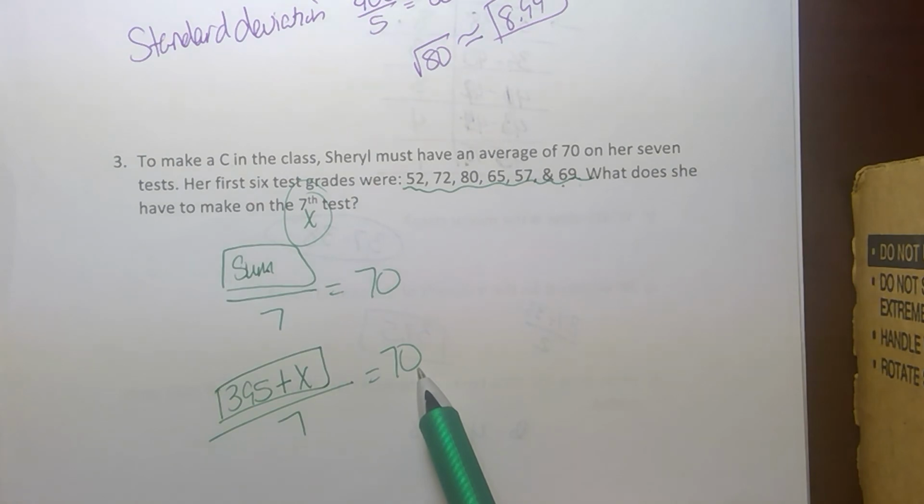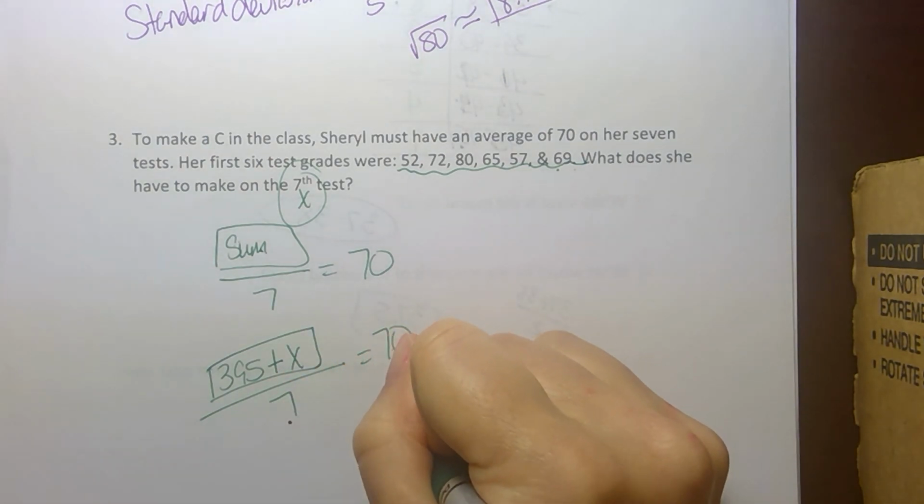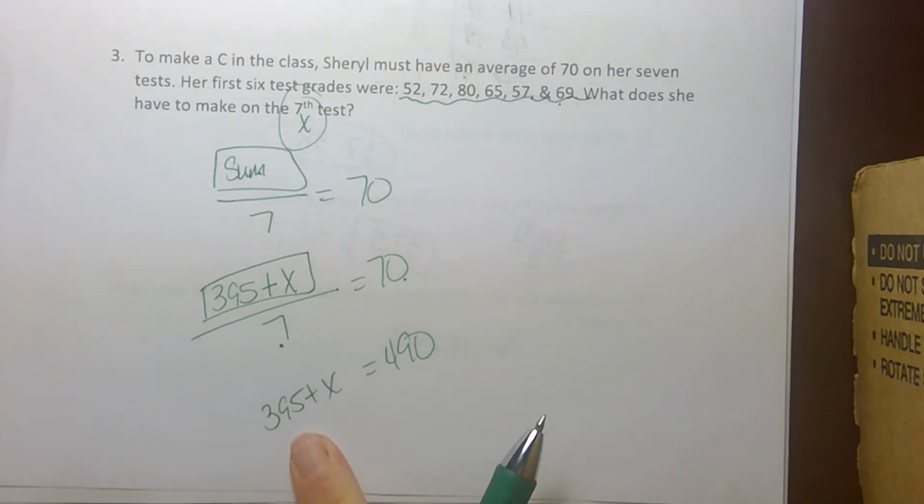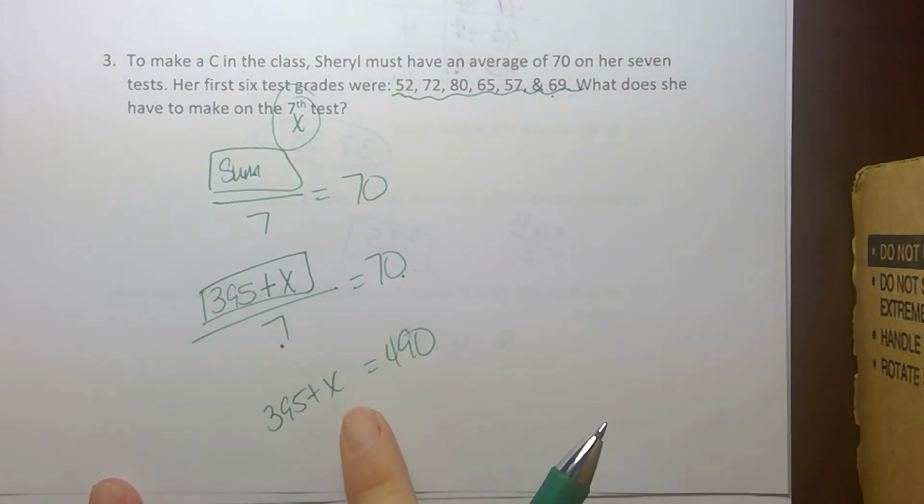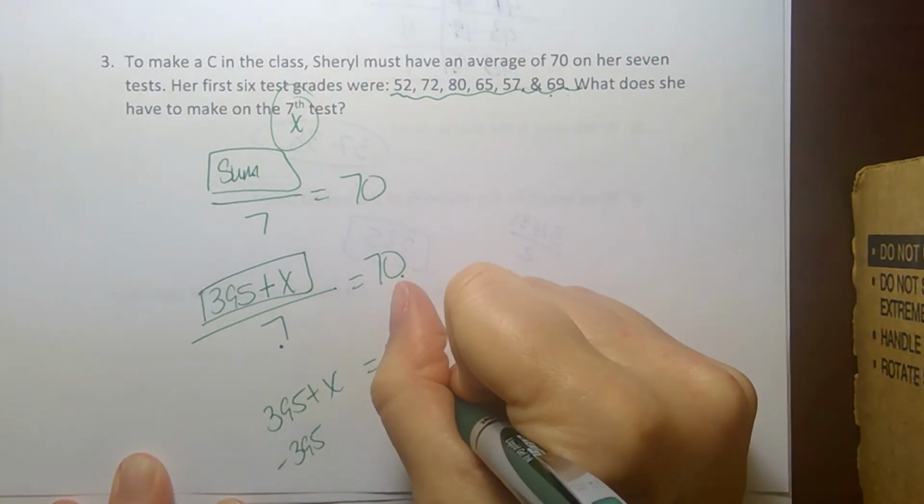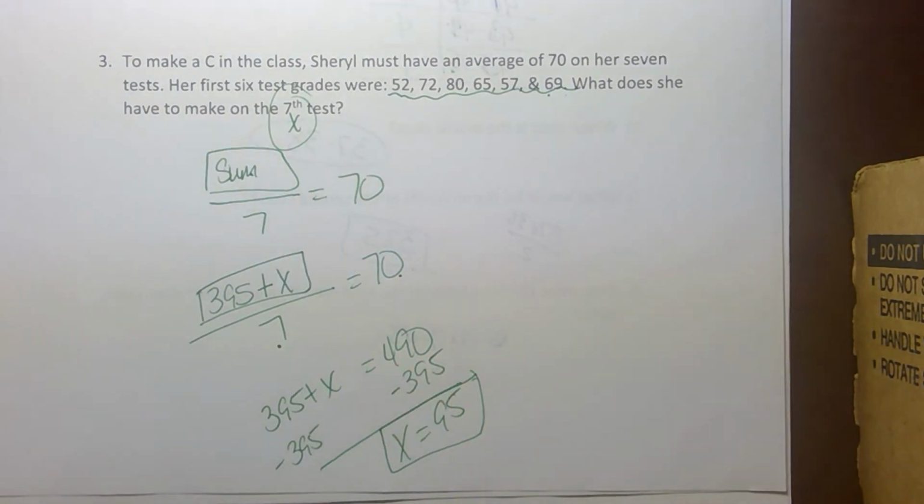Well, if she needs an average of 70 over 7 tests, how many points total does she have to earn? To do that, I'm going to work backwards. Instead of dividing, I'm going to multiply. 7 times 70 is 490 points. She's earned 395 points, and she has one more test to go. What does she need to make on that test? Well, if I look to see the difference between what she needs and what she earned, I see that if she wants a 70 test average, she needs to make a 95 on that last test.